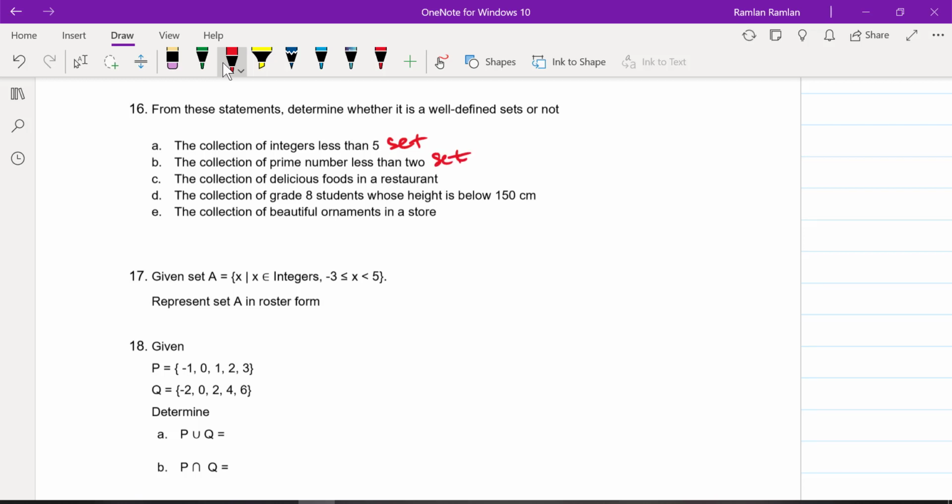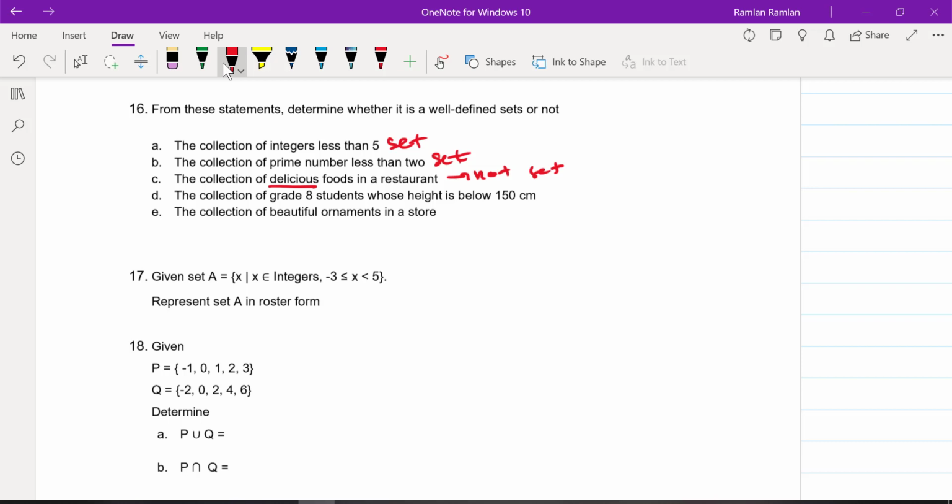Okay, the next one, the collection of delicious food in a restaurant. So this word here, delicious, will be different from one person to another. Maybe I don't like seafood, but you like seafood. I will say seafood is not delicious, but you say it's delicious, right? So this is not a set.